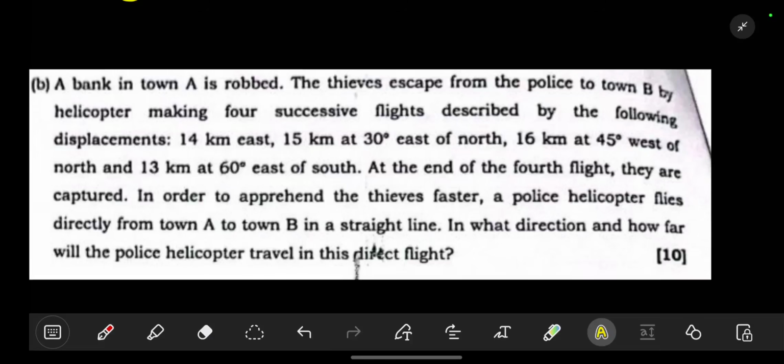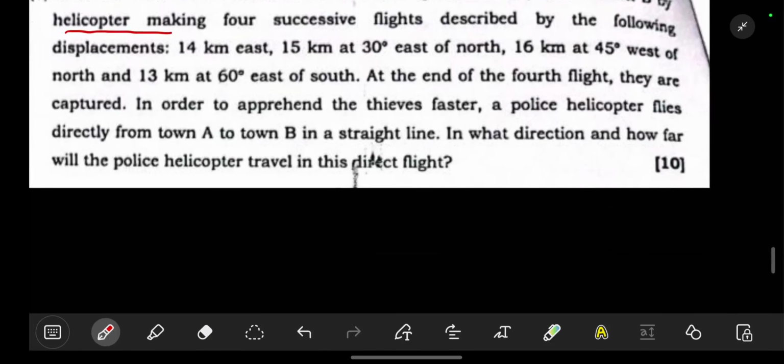So we have this one. A bank in town A is robbed. The thieves escape from the police to town B by helicopter, making 4 successive flights described by the following displacements. So the key to this question is just come up with the correct coordinate axis, then you are halfway there.